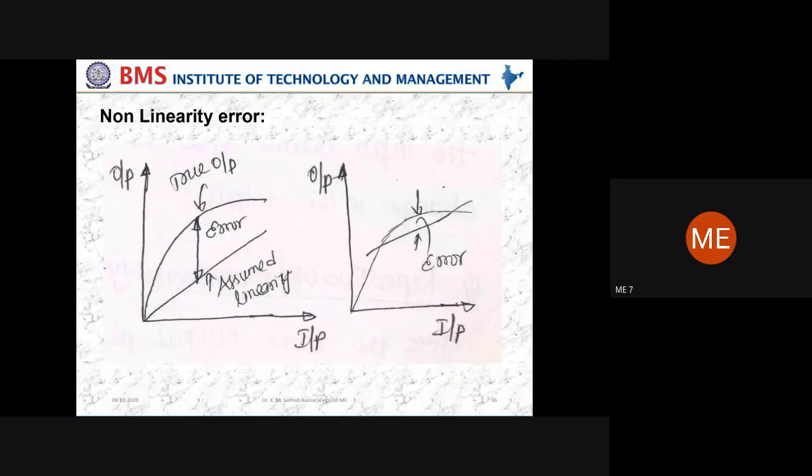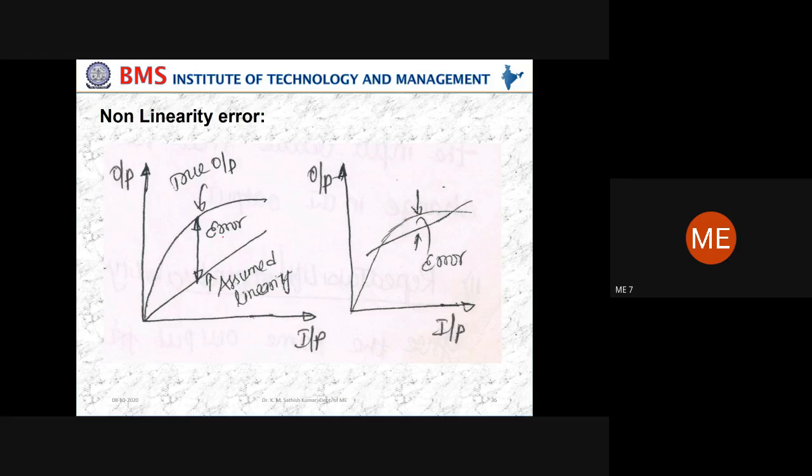Okay. Now there is an error which is going to come, called a non-linearity error. What is this non-linearity error? With the change in the input, there is going to be an increase in the output. If there is any non-linearity function, then it is going to take another path. This difference, this distance, is called the non-linearity error.